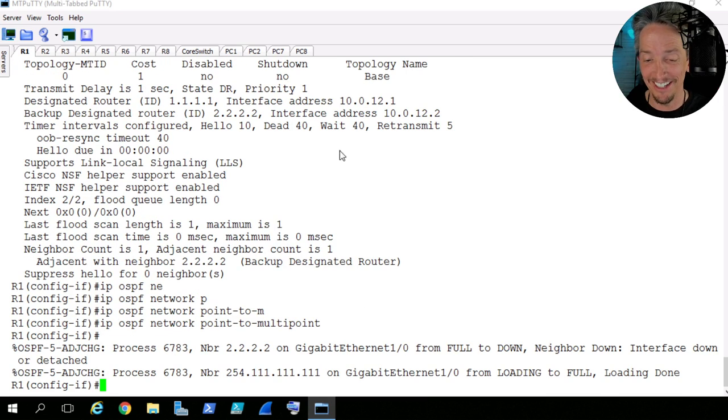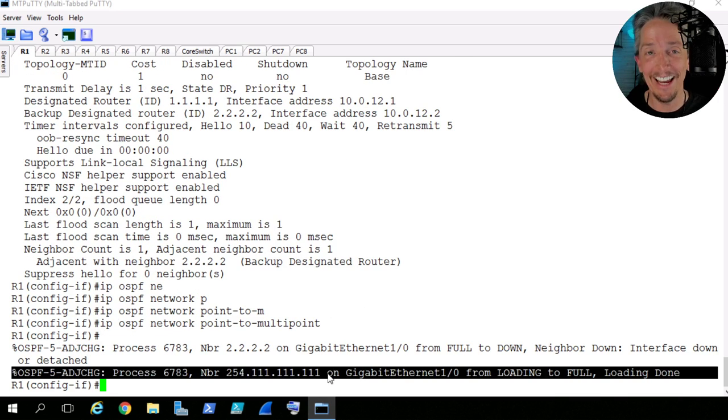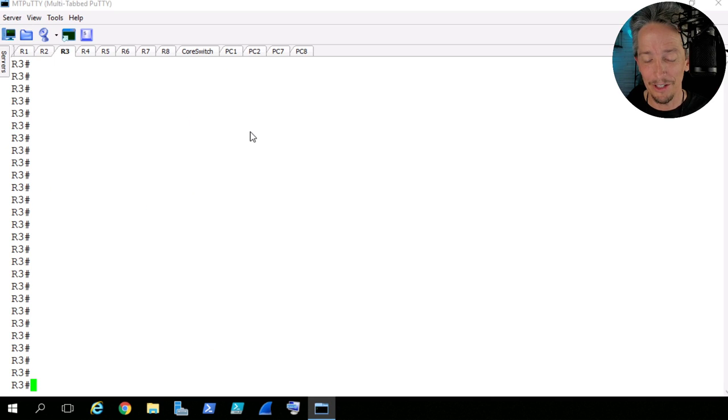And look at that. It said, I really like this neighbor. Boom. There was no worry about a DR or a BDR. It's a full adjacency because they both agree that no DR or BDR is needed. They also agree on the timers. The network is correct. The area is correct. And we'll do the same thing for R3. So show IP OSPF interface brief.